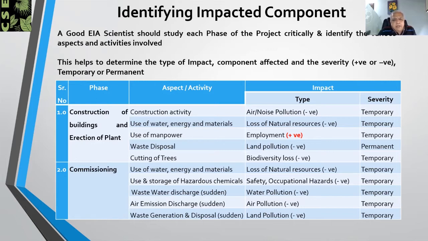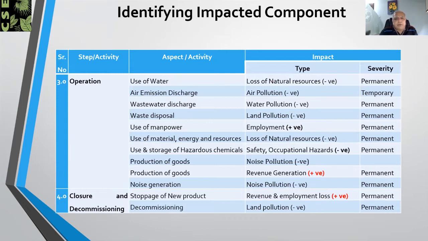Whereas in the commissioning phase, you have discharges of wastewater or air emissions which are sudden, and many times your pollution control equipment may not be in a position to treat those effluents or the air discharges, because they are not fully stabilized. So in this case, we have identified the impact due to the project as of temporary nature, because it is only for the commissioning phase, which is supposed to be a very short duration phase.